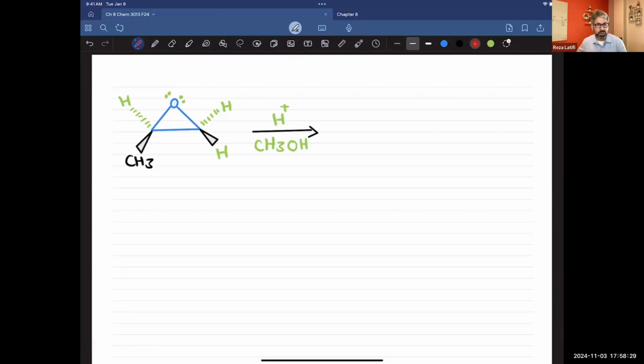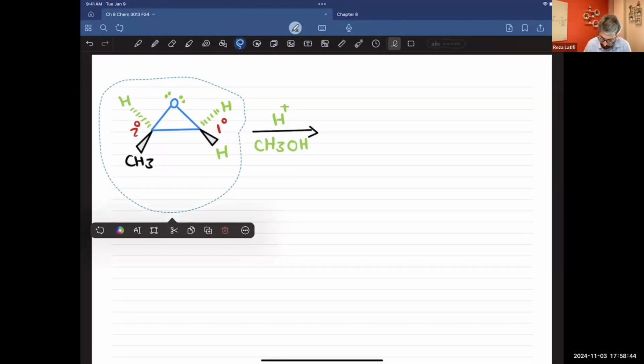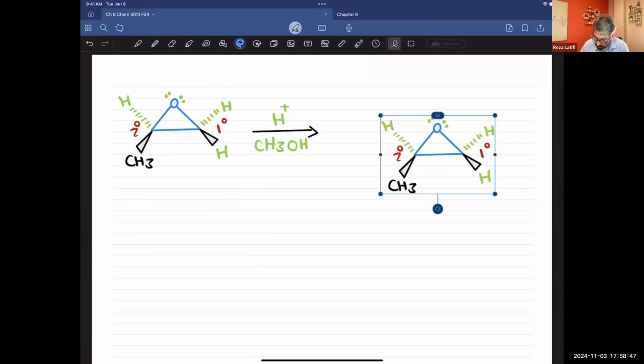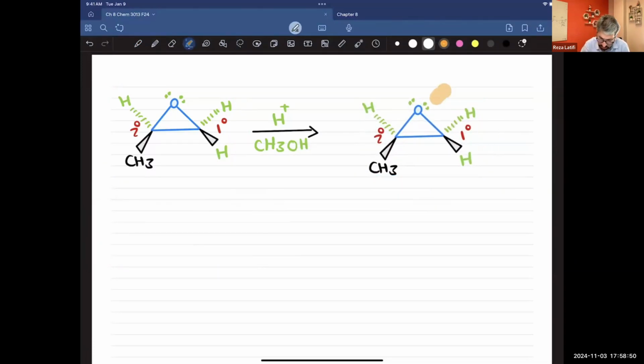Let's practice some examples here. This one is a secondary alcohol, a secondary carbon. That one is a primary carbon. The first step of this reaction will be generating this intermediate. So we will have H. H is going to go after one of the lone pairs. And so now we will have H there. There's a positive charge on oxygen. Now, there is no tertiary carbon.